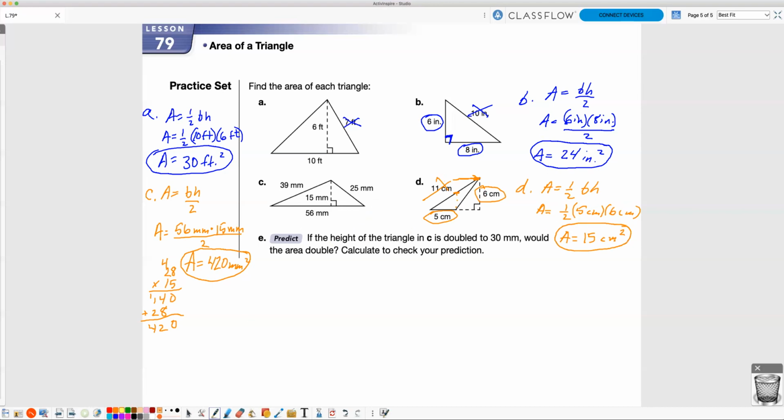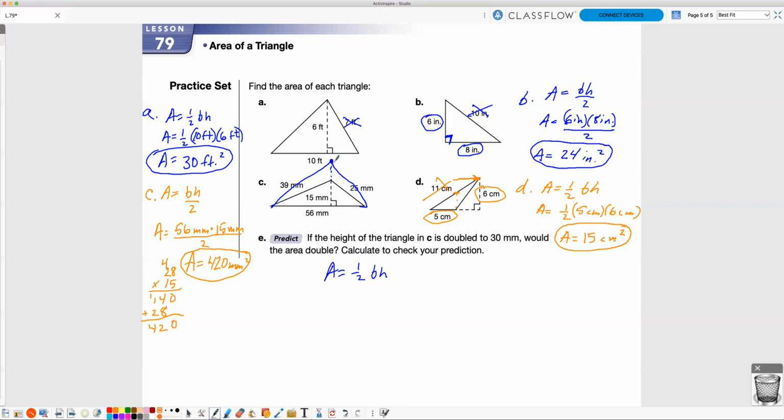And letter E, predict if the height of the triangle in C is doubled to 30 millimeters, would the area double? And calculate to check your prediction. So if you're looking again, you've got area equals 1/2 base times height. And it says if the triangle in C was doubled to 30 millimeters, so like up to this point, let's say, so it went all the way up from here to here, would that double this triangle in area? You just predict. That just means before you do any actual mathematical calculations, what would you say?